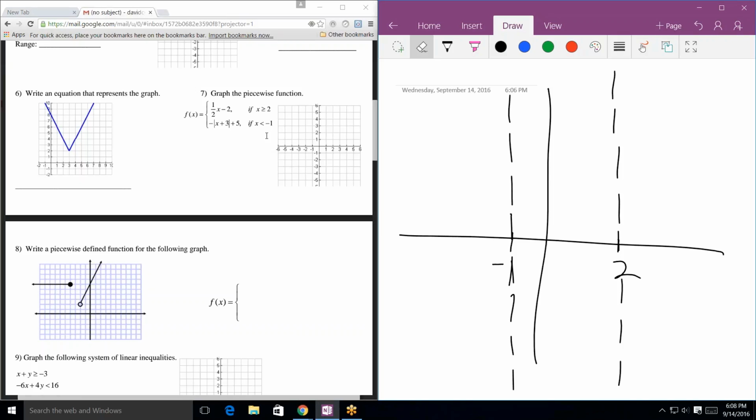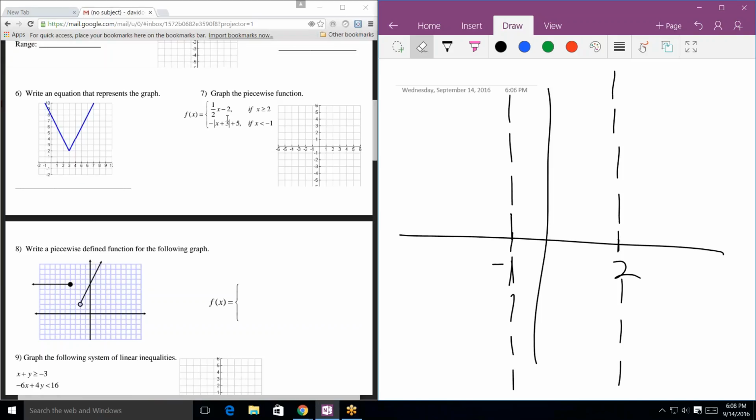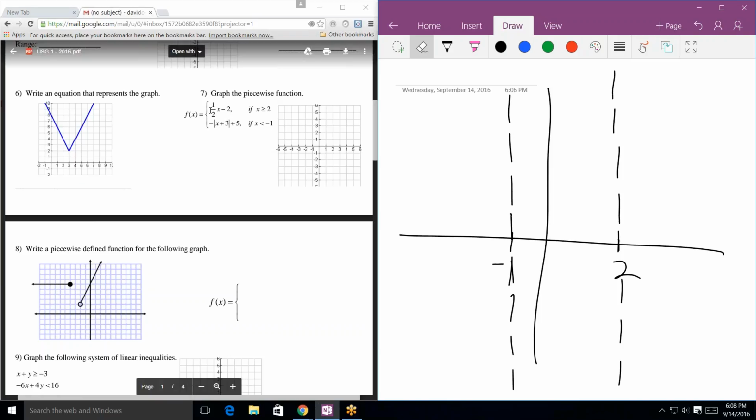Doesn't matter. We'll go right to left. Now, to graph this function to the right of 2, I know it's a straight line, right? It's a linear function. I mean, it's not x squared. It's not absolute value of x until we get down to here. That's linear. That's a straight line. So the way to graph that is to find a point, apply the slope, and graph the line.